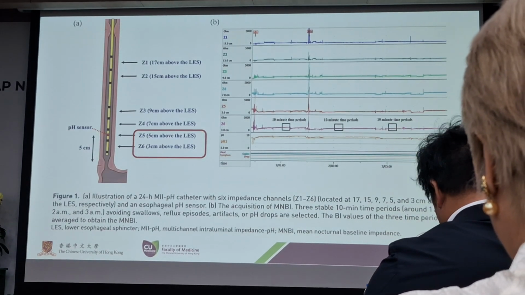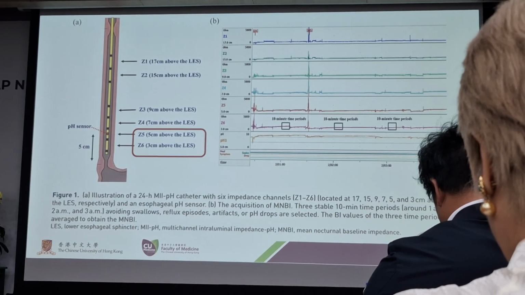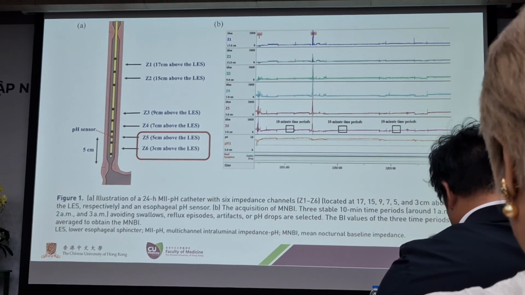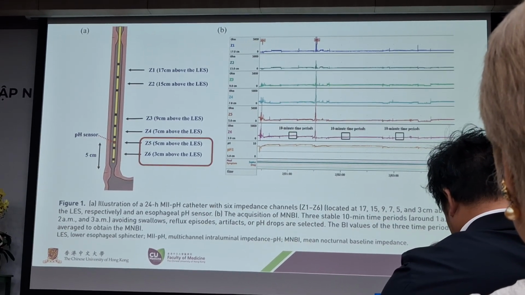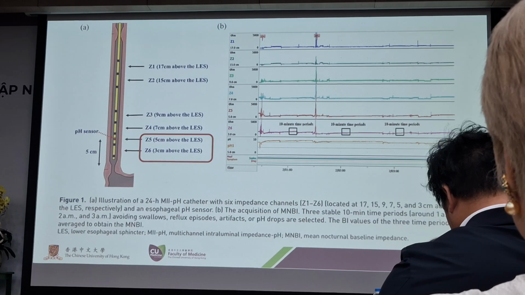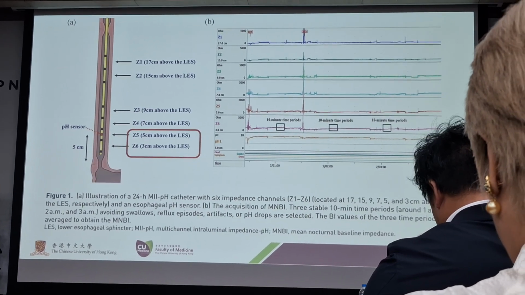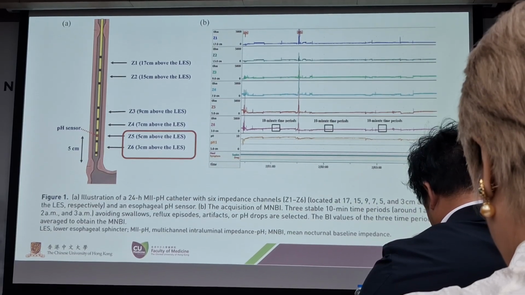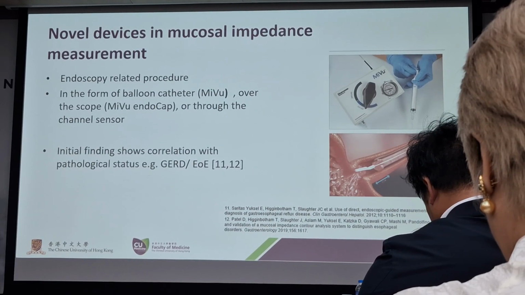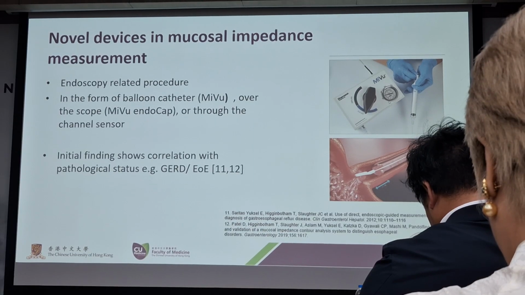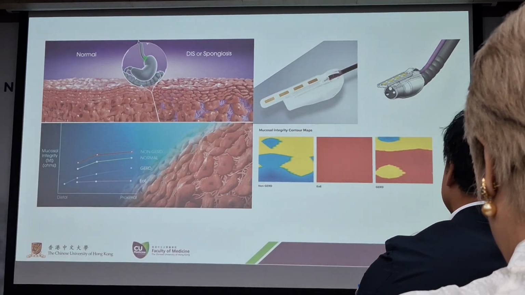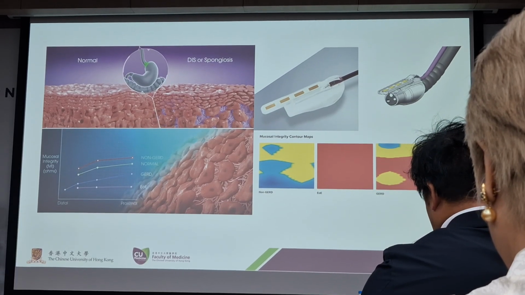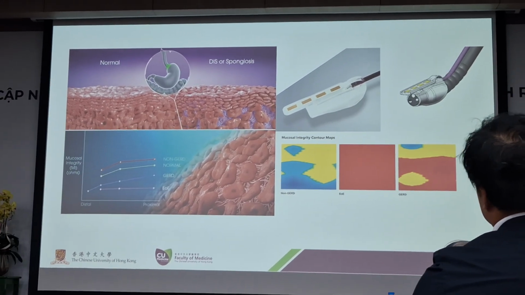So therefore, making use of the luminal impedance, for example, during 24-hour pH study, we can measure some important metrics, for example, called the MNBI, the baseline impedance of the mucosa, to see whether there is any likelihood that the patient might already have some minimal mucosal change due to the irritation of the acid. And there are also some new devices that, during endoscopy, you can directly measure the mucosal impedance of the distal esophagus to tell whether there is any likelihood of development of GERD.